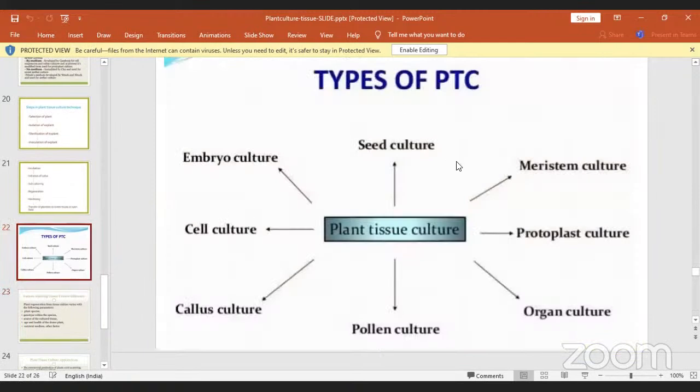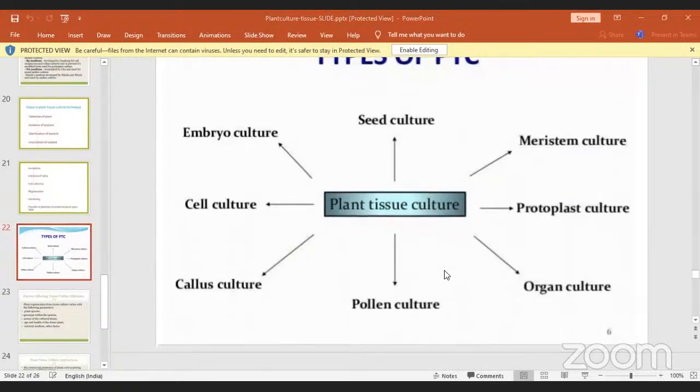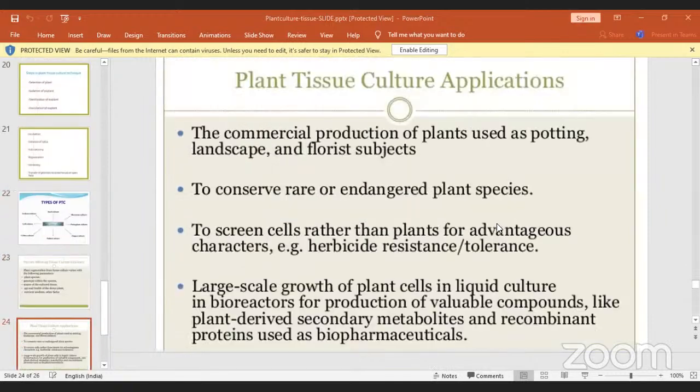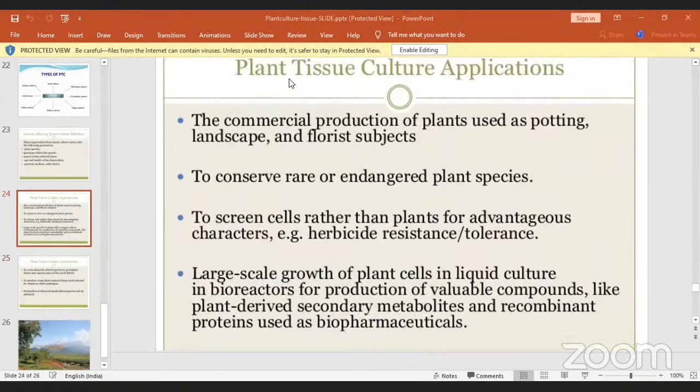So there are different plant tissue culture types. Now you see, these are plant tissue culture applications. By using plant tissue culture, commercial production of plants is done for potting, landscape, and florist subjects. Plant tissue culture has several applications in the fields of agriculture, horticulture, forestry, pharmacology, medicine, and environment.